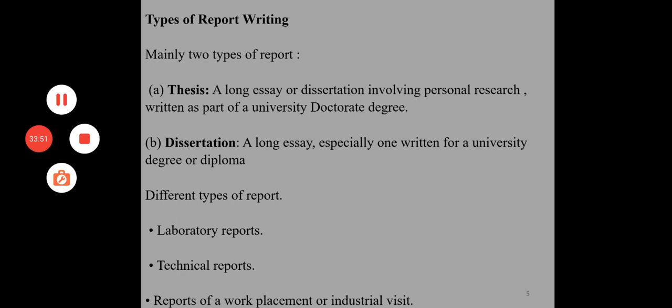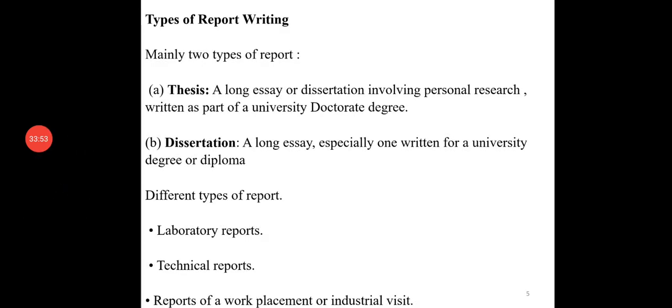Tomorrow we will see the continuation of report writing, that is what are the different components of research writing, and what is the structure of the research report, everything we will see tomorrow. Thank you, girls.